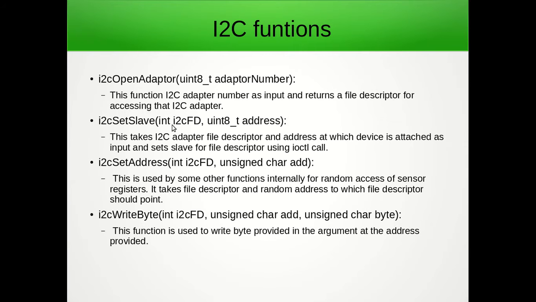So this takes the I2C file descriptor that the previous function returned and takes the address. This address is actually the address of the sensor that is attached. In our case it is 0x53. So this is that address. This takes the I2C adapter file descriptor and the address at which the device is attached as input, and sets the slave for the file descriptor using an IOCTL call.